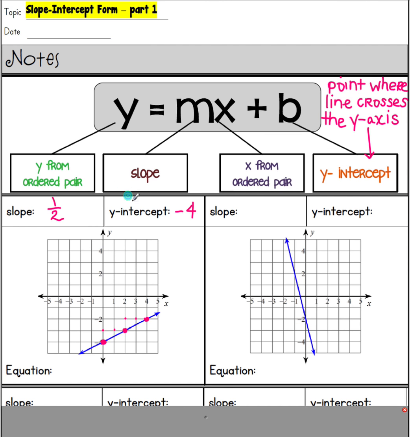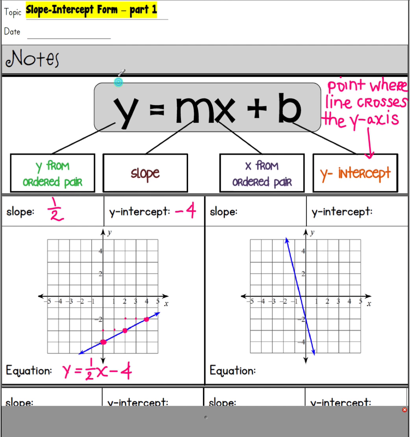When we are writing our equation, we are going to leave it as y equals and then leave our x there, because that means we can plug in any x, y value that is on this line and this equation will work. So all we are going to do is plug in our slope and our y-intercept. Our slope is 1/2 and our y-intercept is -4, so we would have y equals 1/2 x minus 4. And that would be our equation. That's what we're looking for.